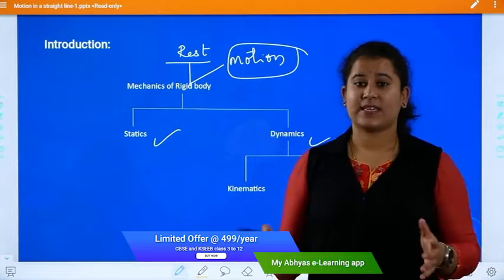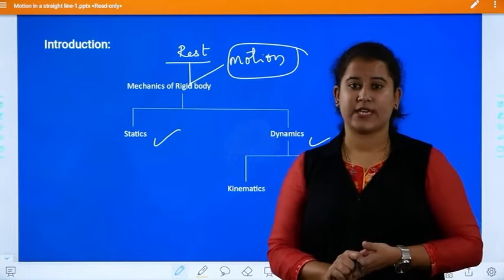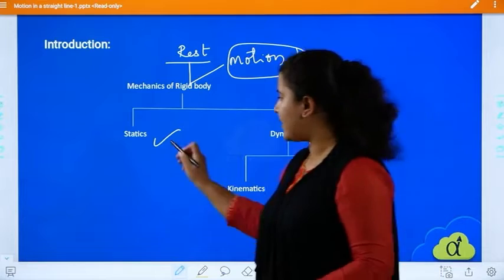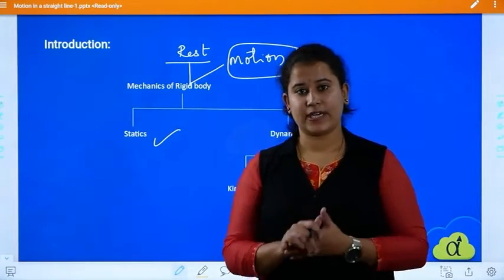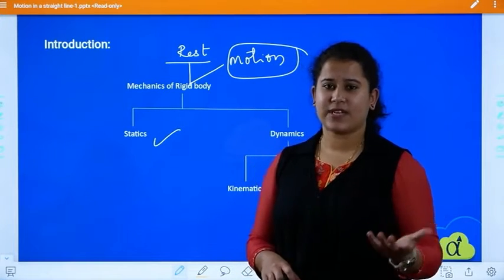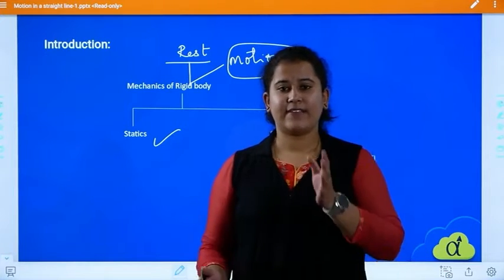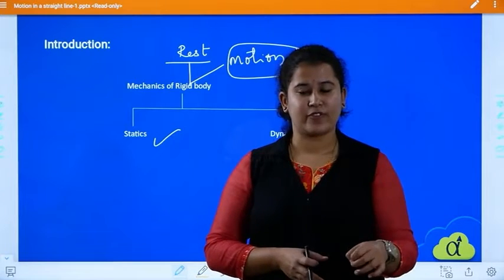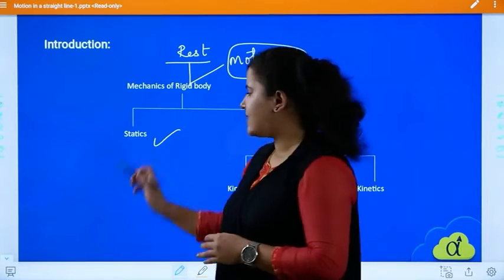What is statics? Statics is whenever the object is at rest, or you can say whenever the object is in equilibrium. So the branch of physics which deals with the object whenever it is in equilibrium, we call that branch statics. The name itself says it, right, static. Static means the object is at rest or in equilibrium position. So whenever we study the behavior of the rigid body at equilibrium position, we take it as statics.